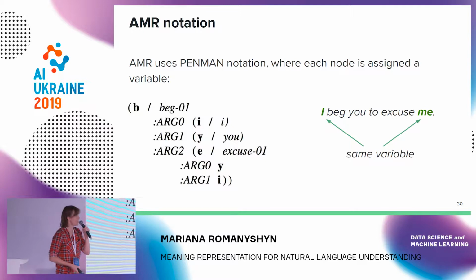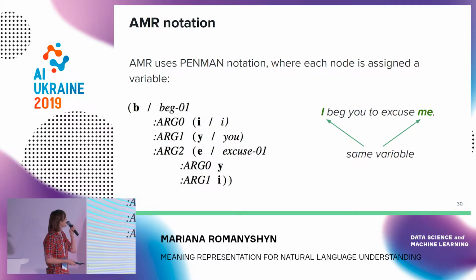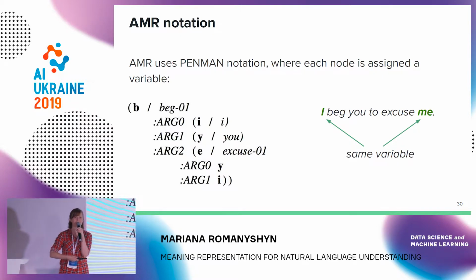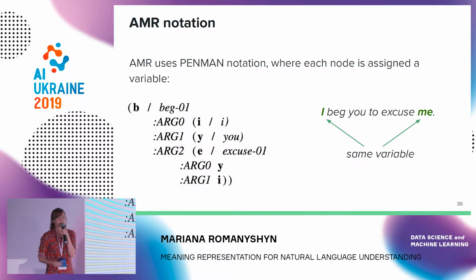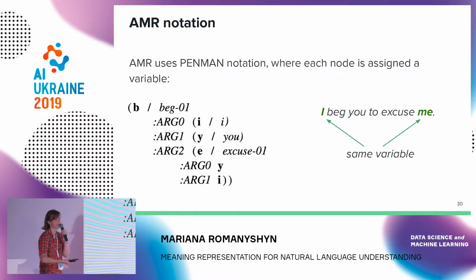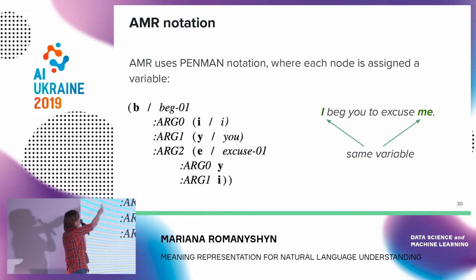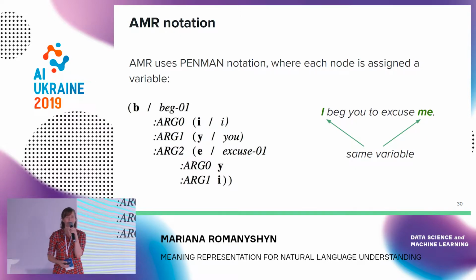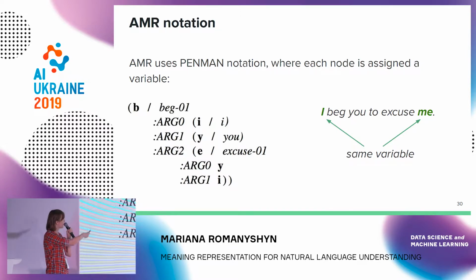AMR uses Penman notation, the one that you briefly saw before, where each node is assigned a variable. Penman notation has been used for many years for different representations of different graphs, and it was just adapted to be used for AMRs too. And there's a very nice parser for Penman formats in Python that you can use, and it's freely available open source on the web. So we create a node for the concept of begging, and we assign a variable. A variable is generated automatically from the first character of the concept. If there are many concepts with the same first character, then just an index is added. This is just technical information. You don't need to pay attention to that.